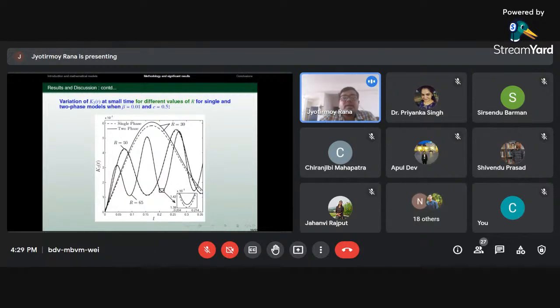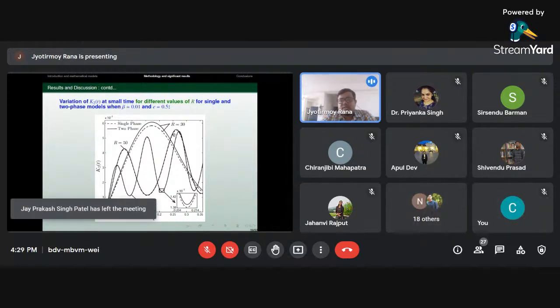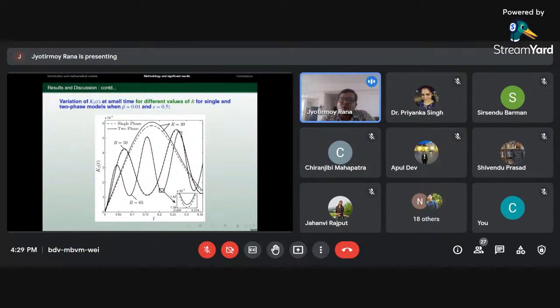So now this is the solute dispersion for different arteries with single and two-phase models. Here we can see that for the two-phase model, the solute dispersion is more compared to the single-phase model. For small arteries there is a significant effect, but if you consider large arteries, there is no significant difference between the two-phase and single-phase.